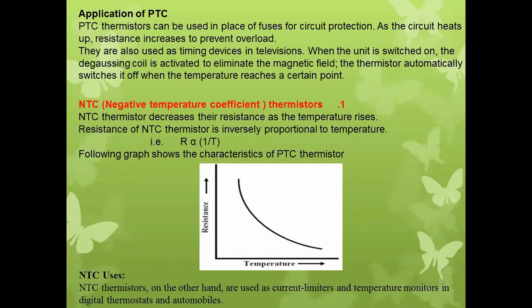Resistance of the thermistor decreases whenever there is an increase in temperature of that thermistor material. So there is an inversely proportional relationship between the resistance and temperature in case of NTC, or negative temperature coefficient, thermistors.